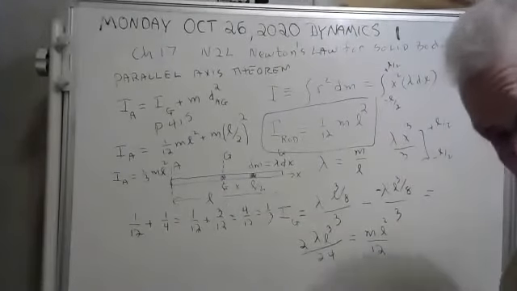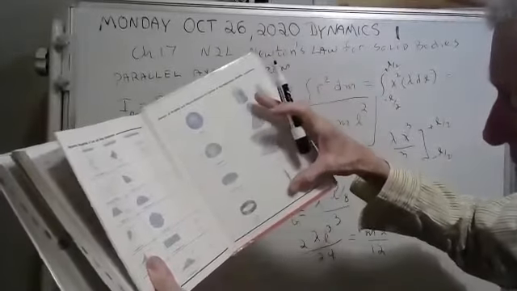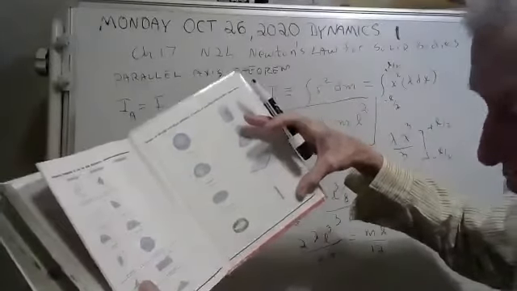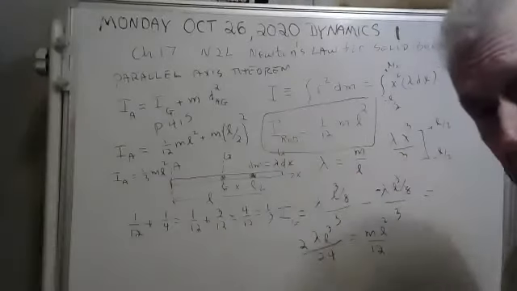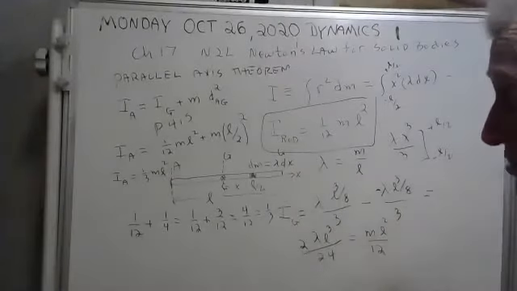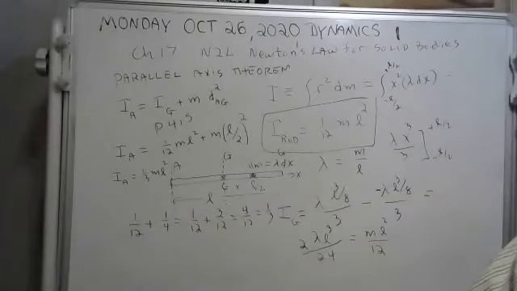Now, if you look in the flap of your book here, they got it down here, and it says 1/3 ml squared. It's right there where my thumb is wiggling. That's the moment of inertia for a rod about the end of the rod. Any questions so far?